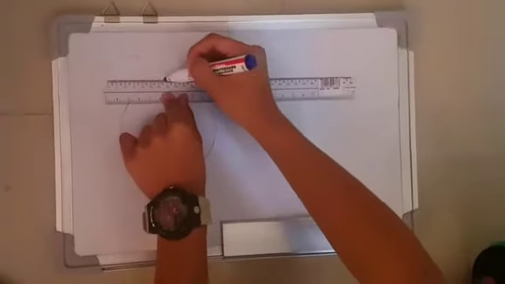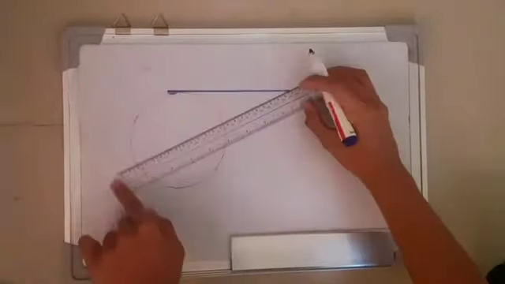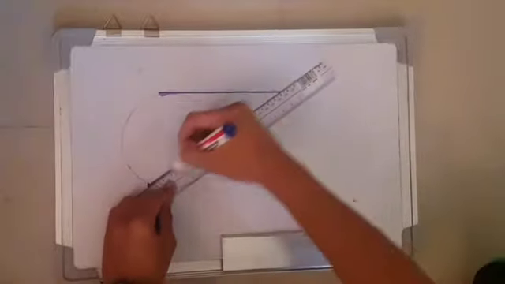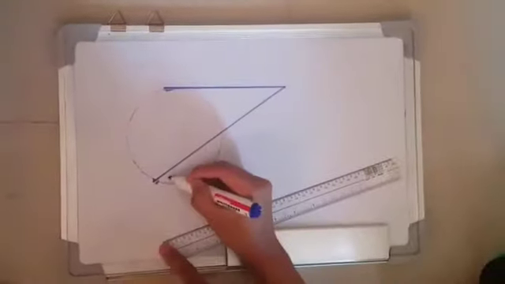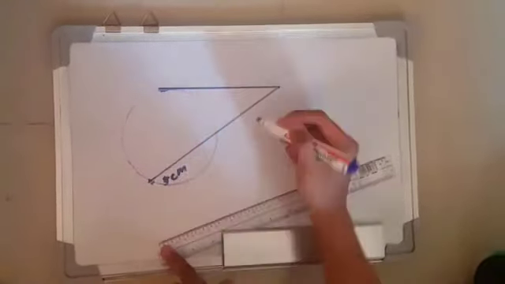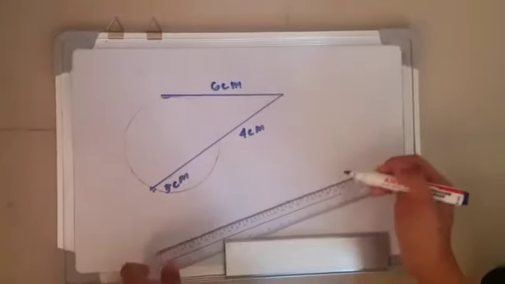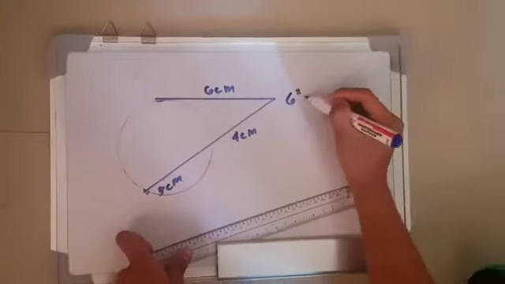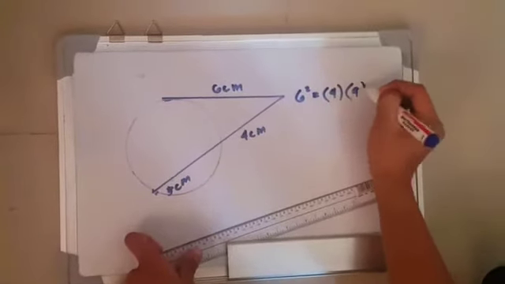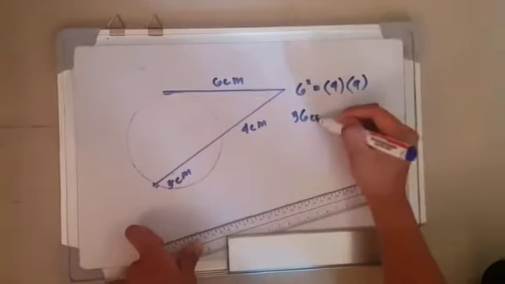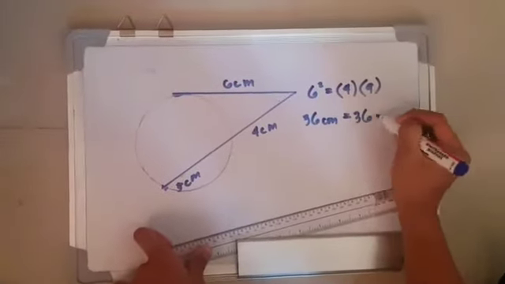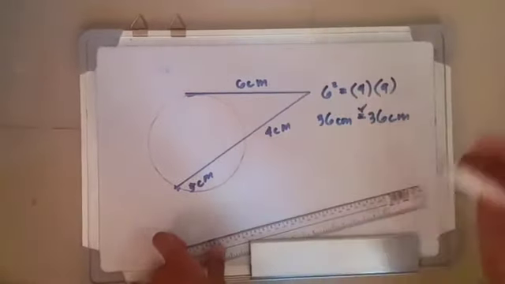Next example. So let's redraw again. The whole secant segment is 5 centimeters, while the external secant segment is 4 centimeters. The tangent will be 6 centimeters. 6 squared is equal to 4 times 9. That will be 36 cm is equal to 36 cm. And that's correct.